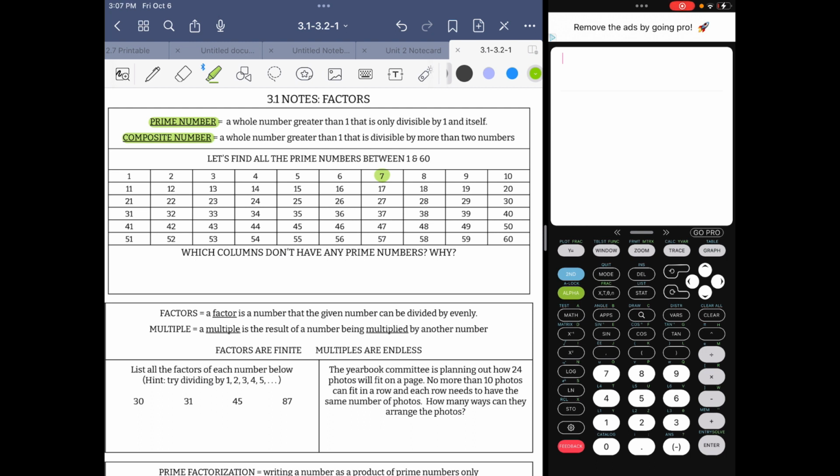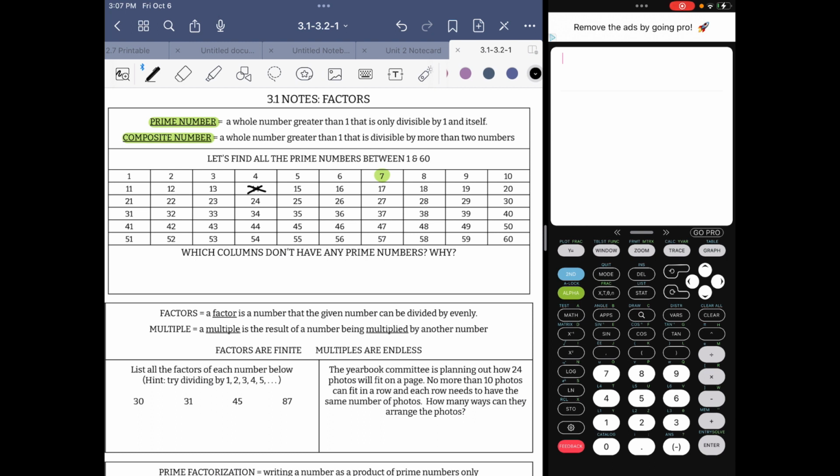A composite number is the opposite of a prime. So, for example, I'm going to take my pencil and cross out the number 14 because I know that 7 goes into 14. So that's another number besides itself, so 14 isn't prime. And we're going to try and find all the prime numbers between 1 and 60.